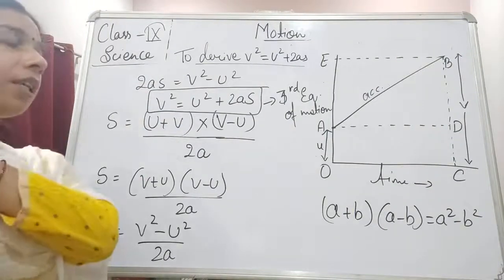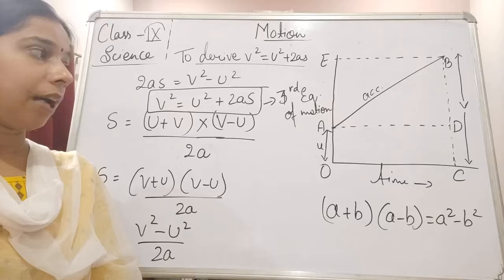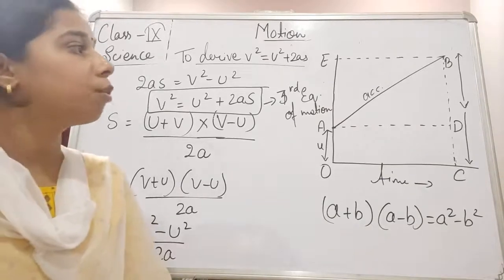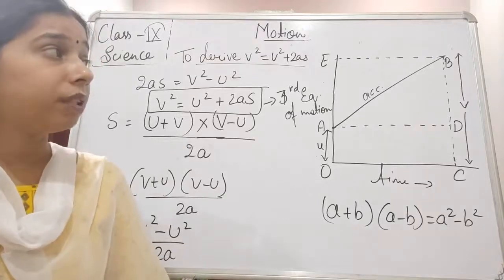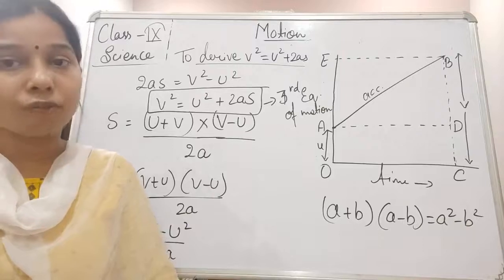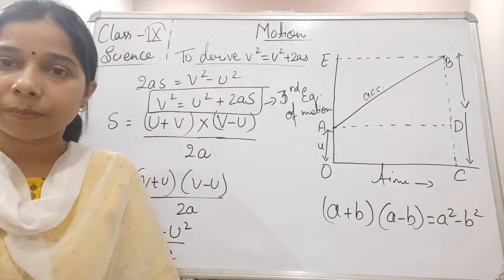So you have seen that we can derive the second equation of motion or the third equation of motion with the help of the trapezium. By finding the area of the trapezium, it will be easy for us to find it. Okay?